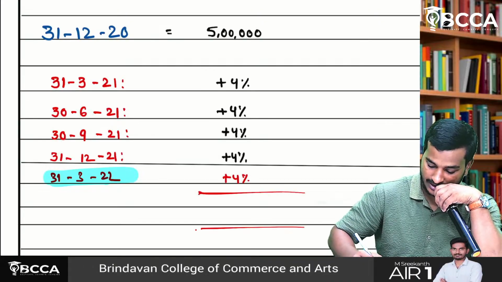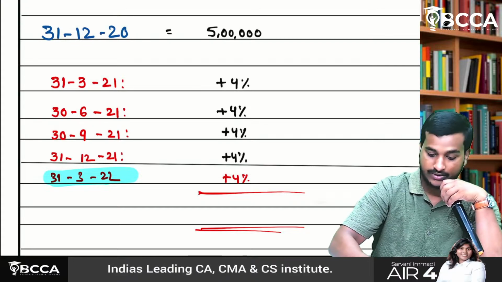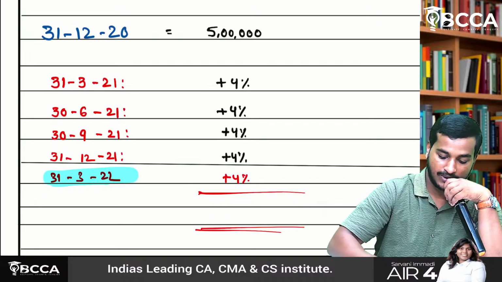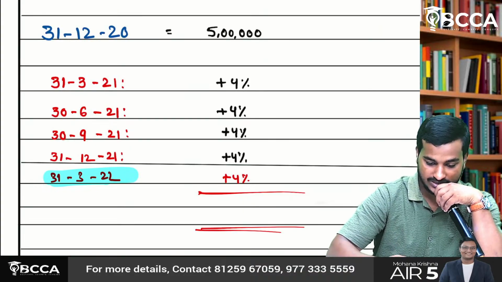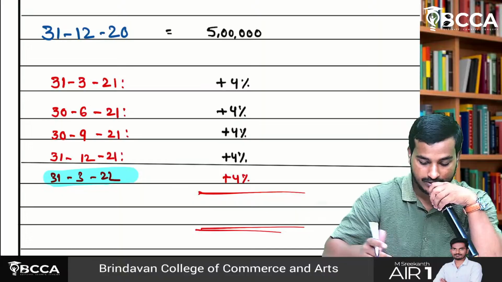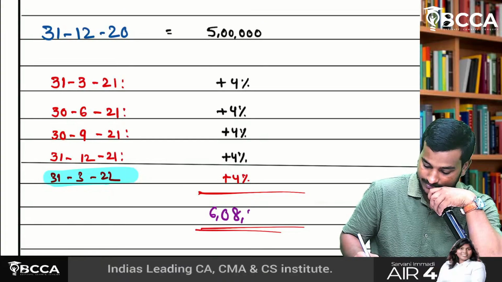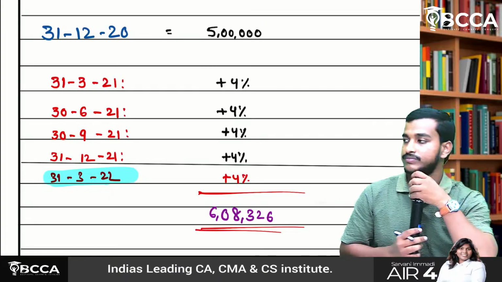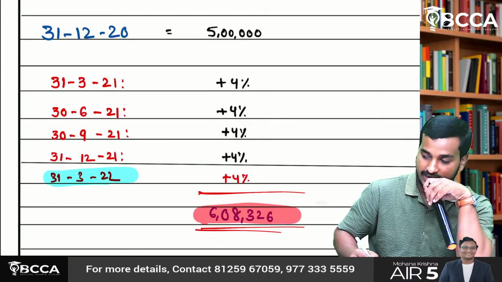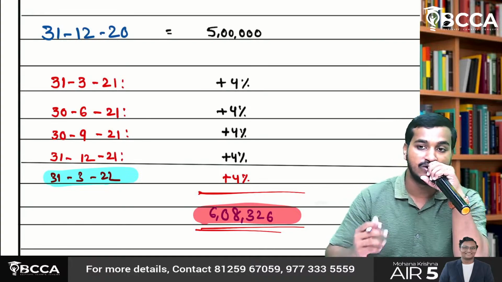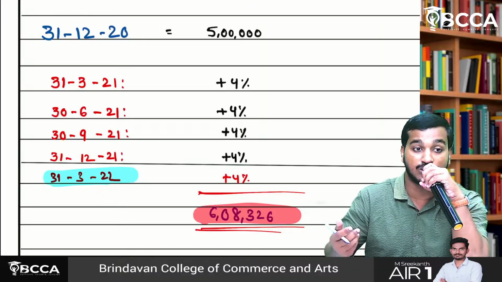This is the outstanding balance. Someone give me a calculator, I will do it. Otherwise it will take so much time. 5 lakh plus 4% plus 4% plus 4% plus 4% plus 4%. 6 lakh 8,326. This much amount is payable by the client to the banker. Think from the banker's point of view: we have to receive 6,08,326 from a client or a customer.